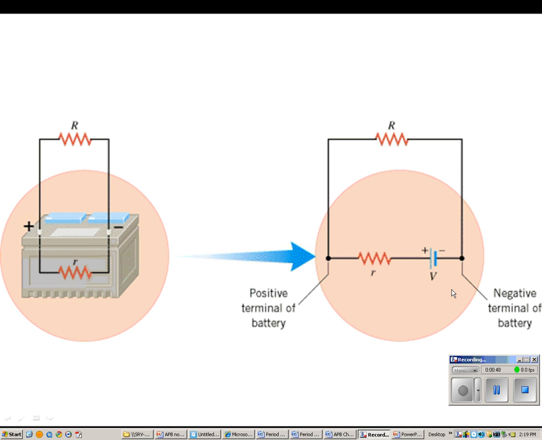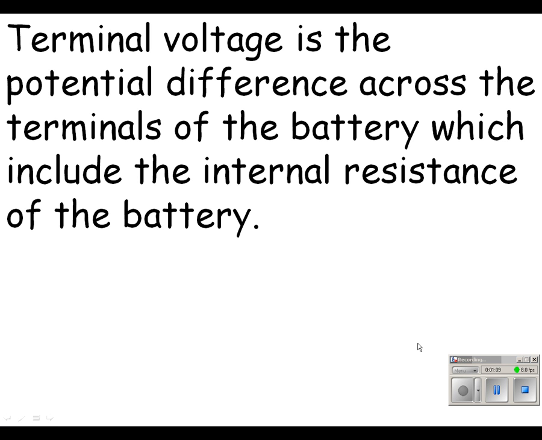And there's something that we're going to look at called terminal voltage. Now let's say this is a 12-volt battery. We would have to subtract away the voltage drop across this internal resistor to find out what the terminal voltage out here is. So if this is a 12-volt battery, and let's say there's 2 volts dropped across this resistor, the terminal voltage here would have been 10 volts. So the terminal voltage is the potential difference across the terminals of the battery, which include the internal resistance of the battery. In other words, you subtract away the voltage drop across that internal resistance.